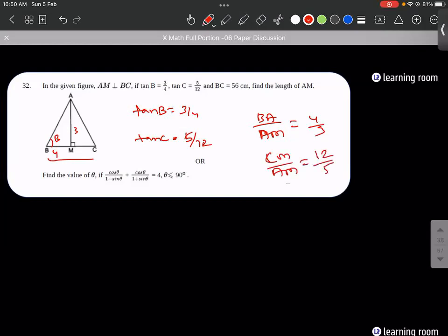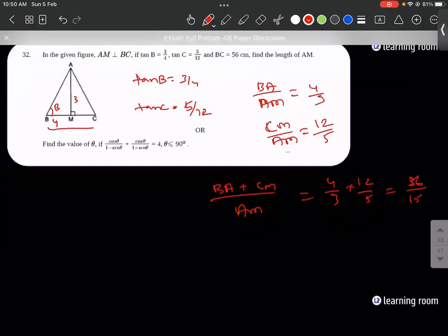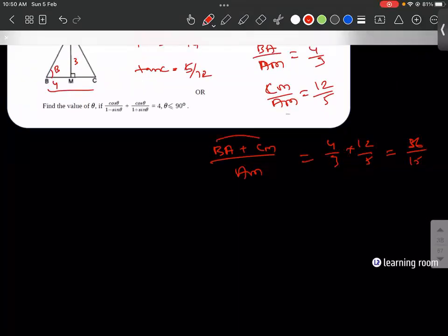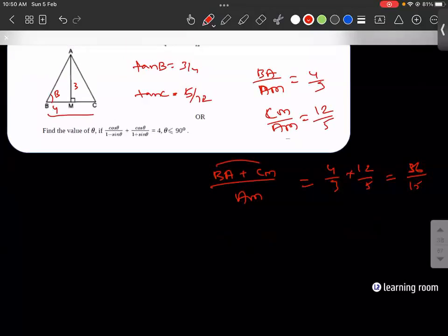You added them because the LCM is common. So BM plus CM divided by AM is equal to 4 by 3 plus 12 by 5. So it is going to be 20 plus 36, that is 56 divided by 15. Now, BM plus CM is how much? That is 56. Yes, correct. So 56 divided by AM is equal to 56 divided by 15. Cancel these two. AM is 15. Correct.